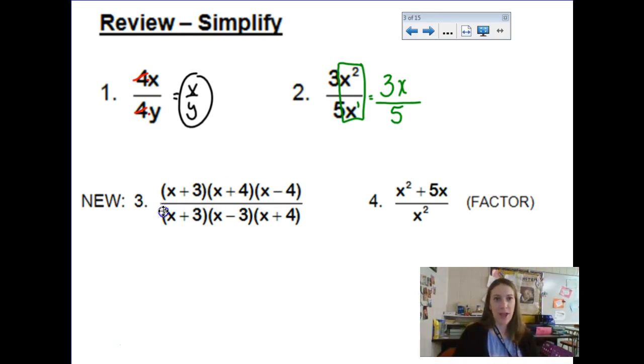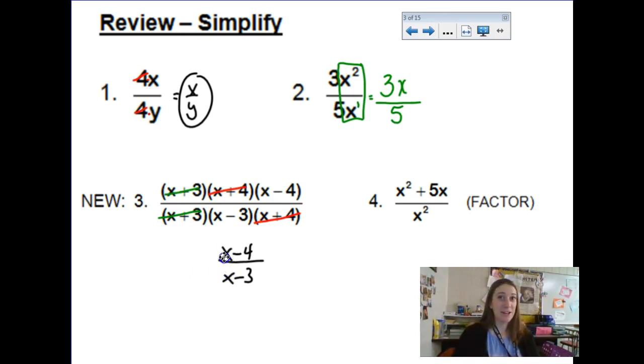So I look through and I see that here's an x plus 3 with another x plus 3 that will cross-cancel. And then keep looking, x plus 4 and another x plus 4 will cross-cancel. And that's going to leave us with the expression x minus 4 in the numerator over x minus 3 in the denominator.